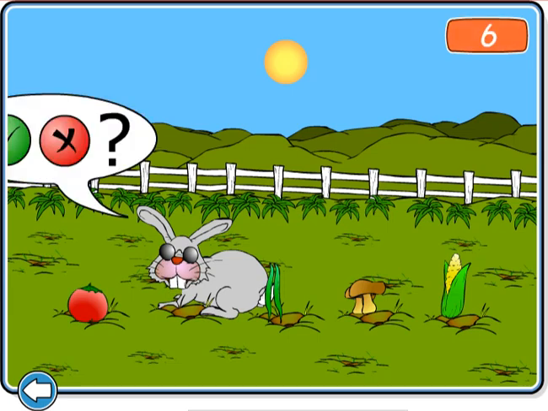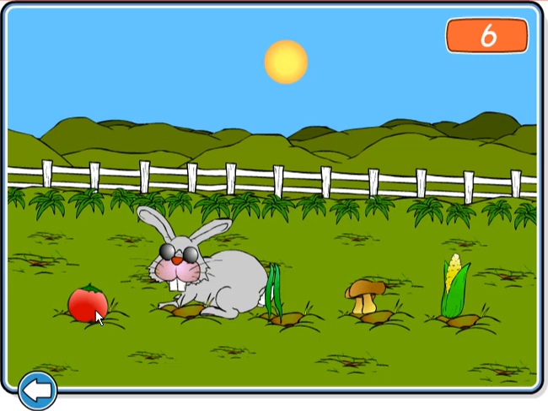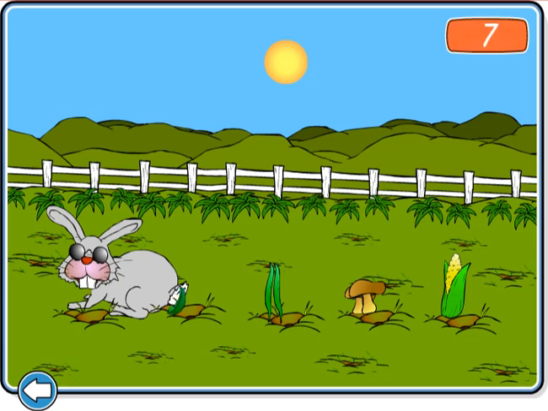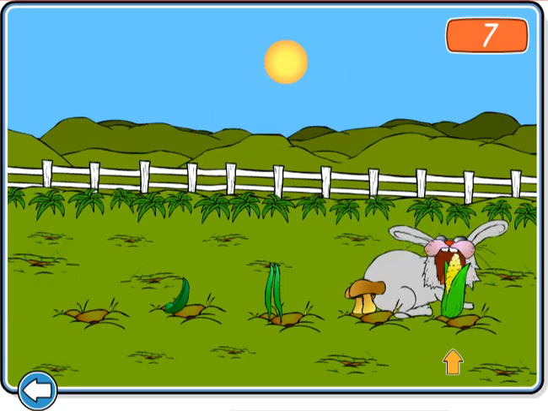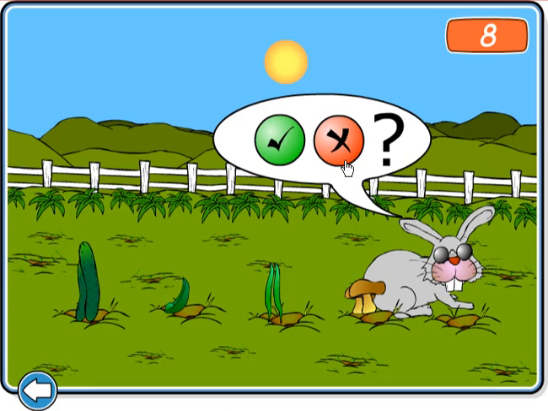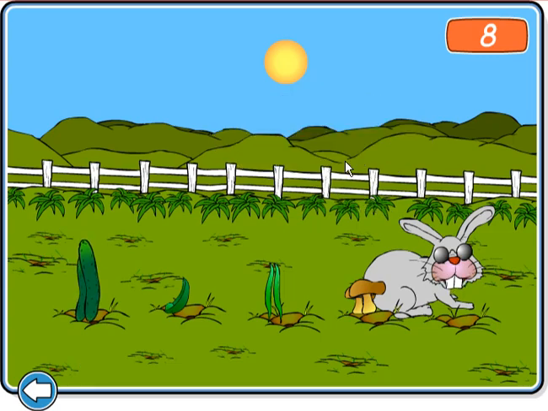Are there any tomatoes? Yes, there is. There is one tomato. Is there any corn? Yes, there is. There is one ear of corn. Are there any cucumbers? Are there any onions? No, there are not. There aren't any onions.